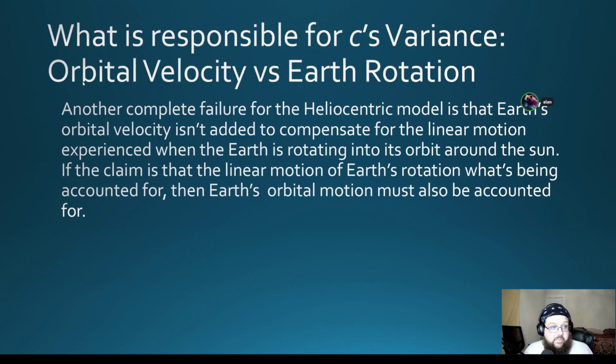So what is responsible for C's variance? Orbital velocity versus Earth's rotation. Another complete failure for the heliocentric model is that Earth's orbital velocity isn't compensated for in the linear motion that would be experienced from Earth's rotation when it's also orbiting around the sun. So if they're going to claim that Earth's rotation, at around 1,000 miles per hour at the equator, is being accounted for, that linear rotation, Earth's orbital velocity of 66,000 miles per hour, or was it 30 kilometers a second, isn't being accounted for in any way. If the Earth's rotating into its orbit, this effect would have to be added into account if the rotation is truly what's causing the variance, and they don't have to account for that at all.